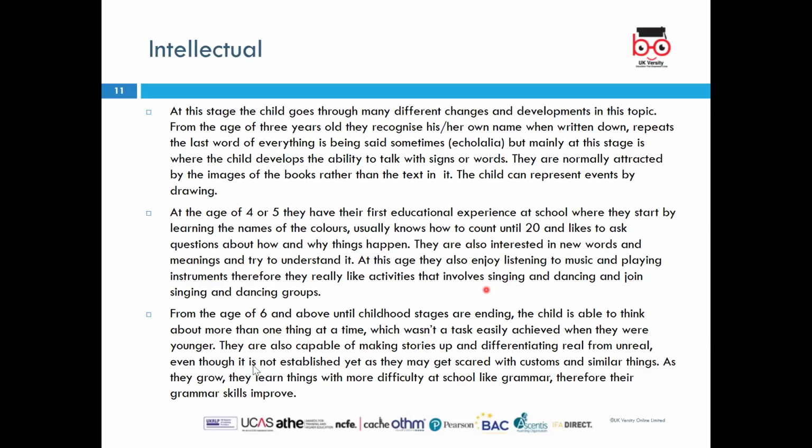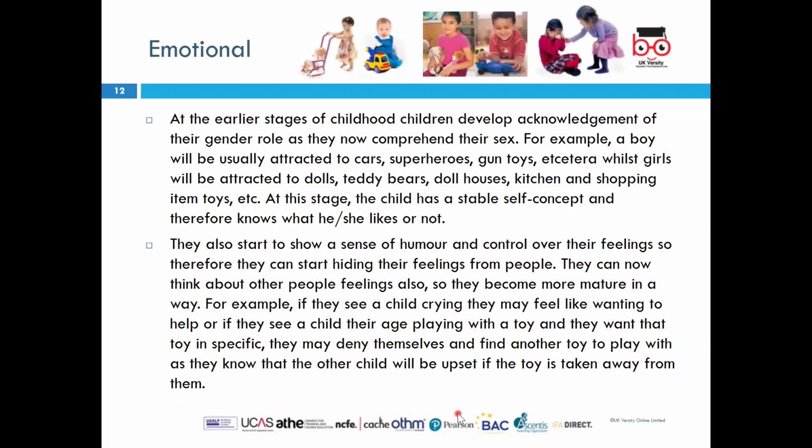And they can't, then the grammar tends to get improved because they're learning a lot and they're more around people. Coming towards the emotional component. At the earlier stages of childhood, children develop acknowledgement of their gender role, most of them, and now they understand that they're a boy or a girl. Their inclination is towards playing with toys, with cars if it's a boy, and if it's a girl, it's more caring, more nurturing, more playing with dollies, for instance.